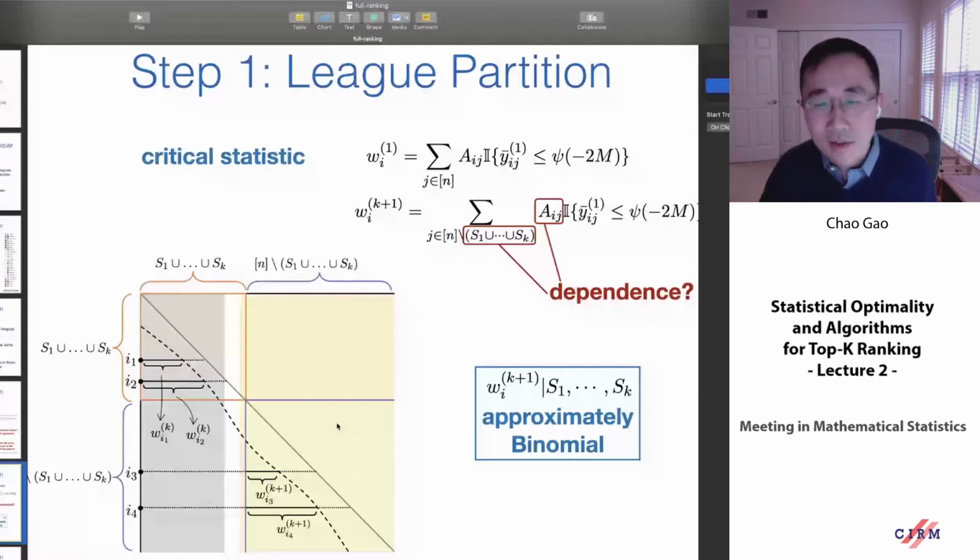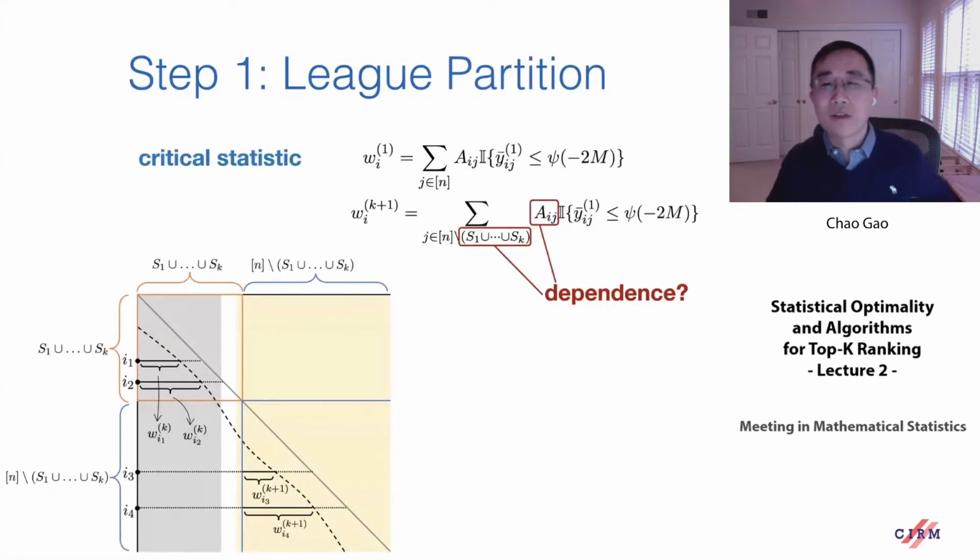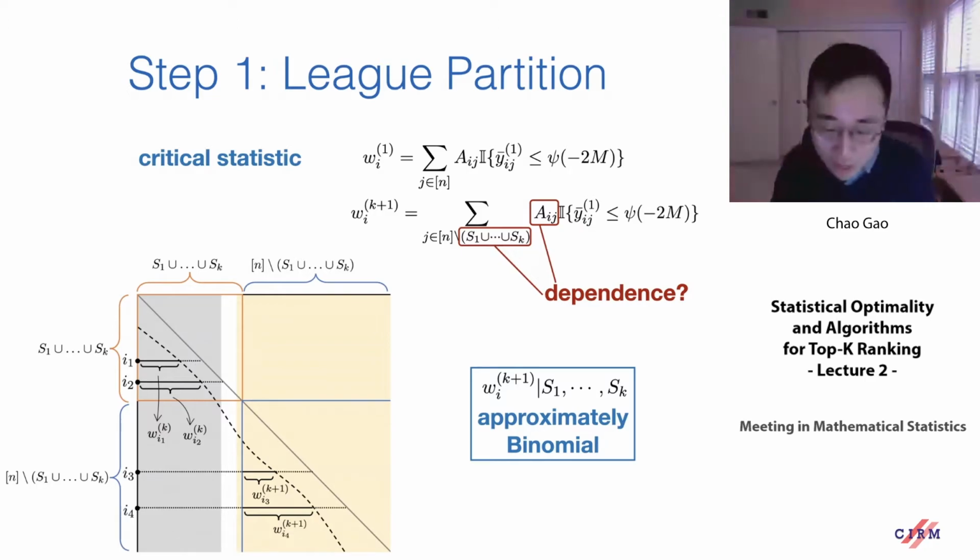And you can see there is a separation, a white strip, between the gray area and the yellow area. So it is clear from the picture, at least, that the AIJ and the previous partition S1 through SK use AIJs in a disjoint area. One uses the gray area, the other uses the yellow area. Therefore, you can argue there is at least an approximate independence between the two random quantities. By this argument, we can show that conditioning on the previous leagues, Wi at the K plus one step is approximately binomial. And then you can use concentration inequality to study Wi at the K plus one step.